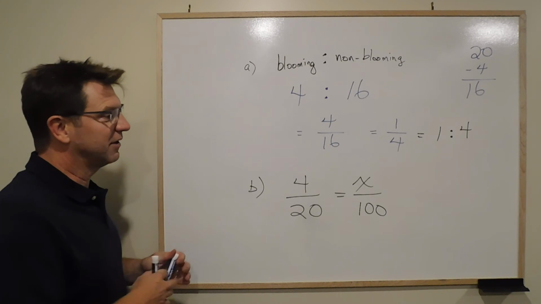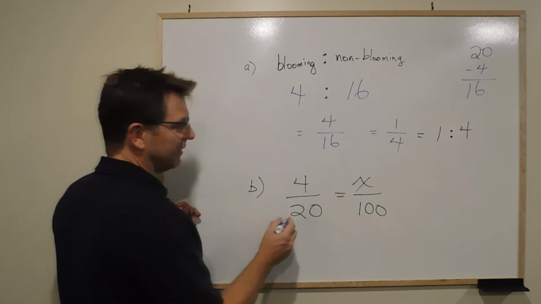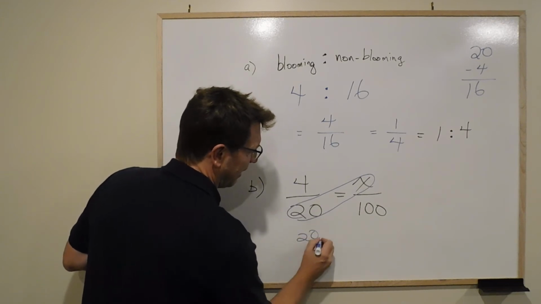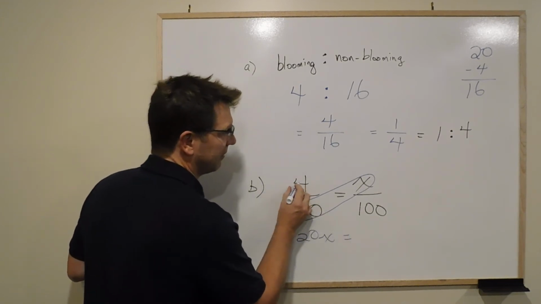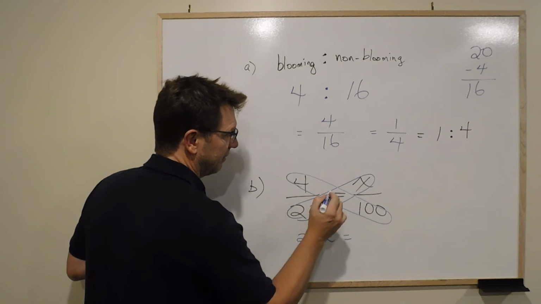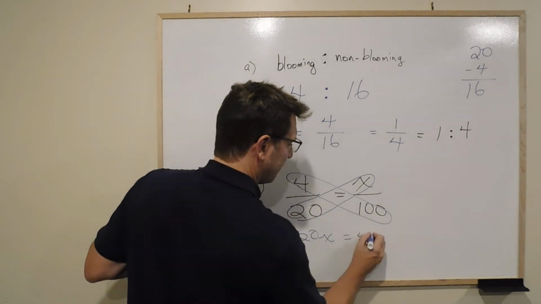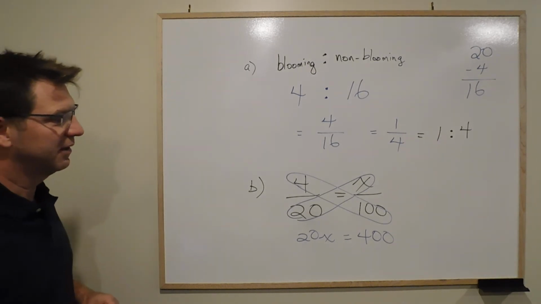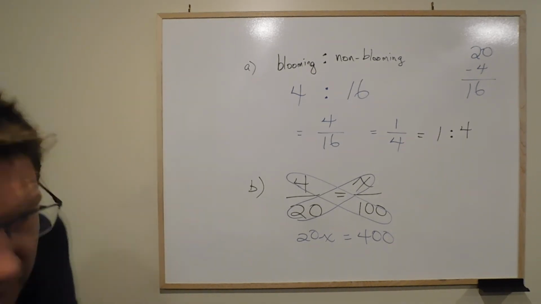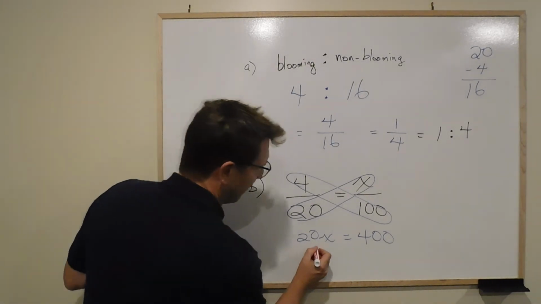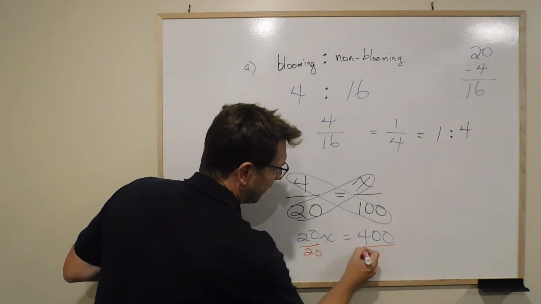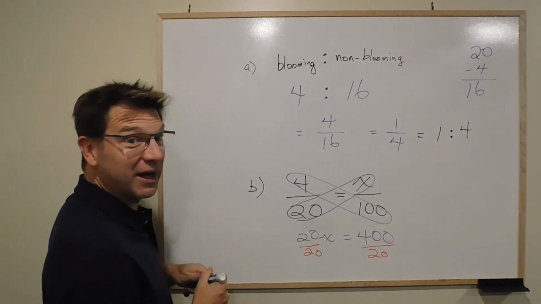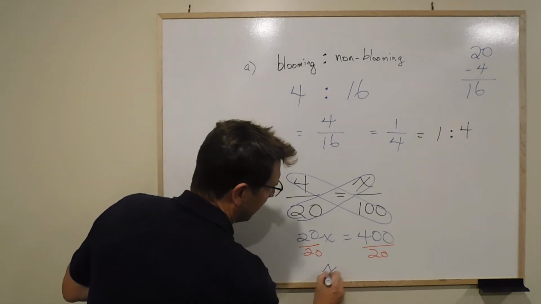Right? And then we could use our cross product, right? And say 20x equals 400. 20x equals 400. Okay? And then we have to divide this by 20, and divide this by 20. And then we get ourselves, and I know we're way down the bottom here, but that's 1x.